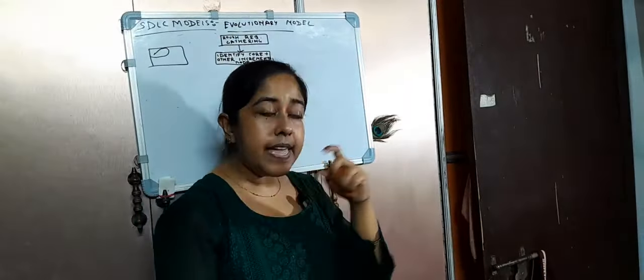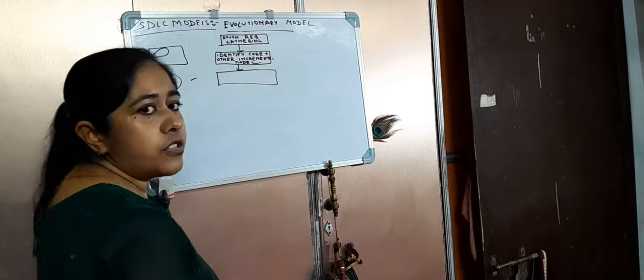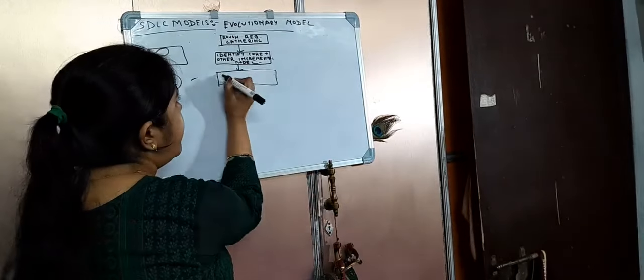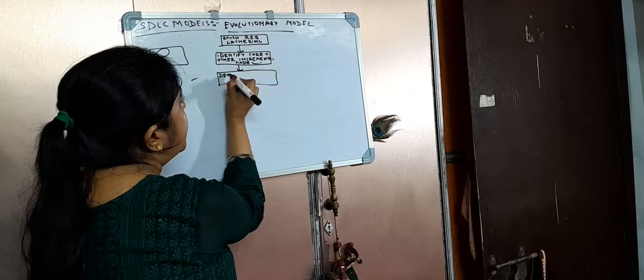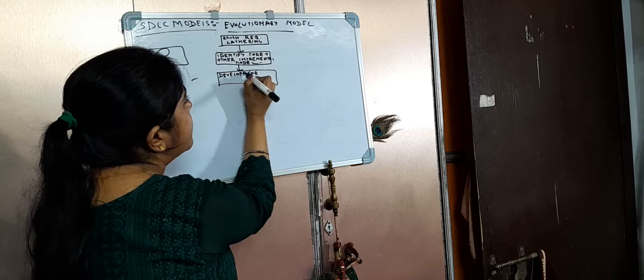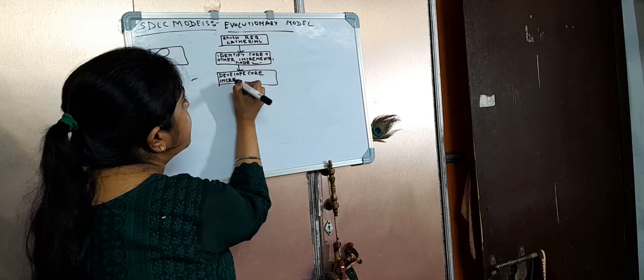Now after this, when you have identified your core portion, this is your core portion and this is the other portion, you have to develop the core portion now. By what? You will develop the core portion by the incremental waterfall model.